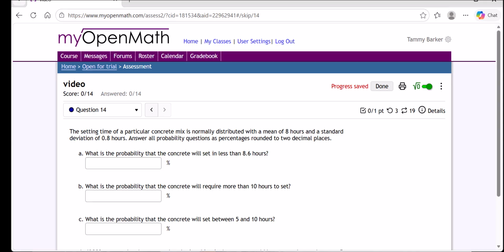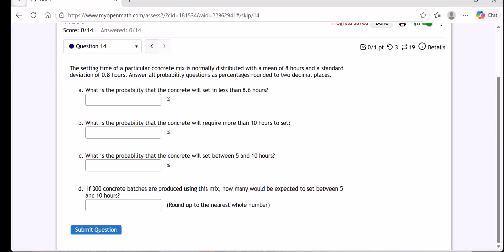In part A, we'll find the probability that the concrete will set in less than 8.6 hours. In part B, we'll find the probability that the concrete will require more than 10 hours to set. Part C asks for the probability that the concrete will set between 5 and 10 hours. Then part D says if 300 concrete batches are produced using this mix, how many would be expected to set between 5 and 10 hours? And in this case, we're not given a percent, we are rounding up to the nearest whole number.